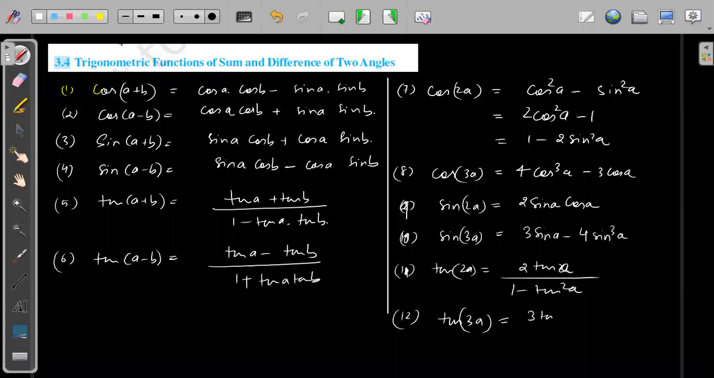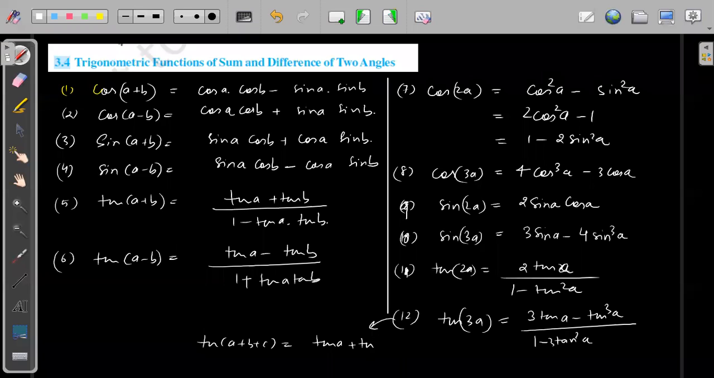3 tan a minus tan cube a upon 1 minus 3 tan square a. So remember this form. Tan of a plus b plus c is equal to tan a plus tan b plus tan c minus tan a tan b tan c, divided by 1 minus tan a tan b minus tan c tan b minus tan a tan c, okay? If you remember this one, you can easily write this one.